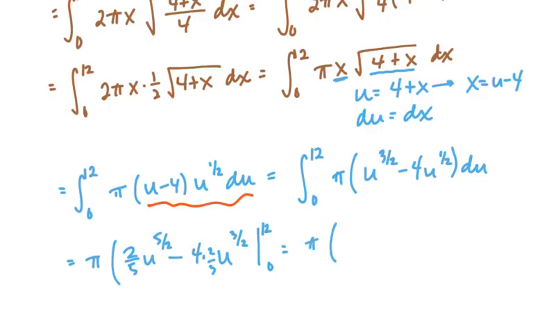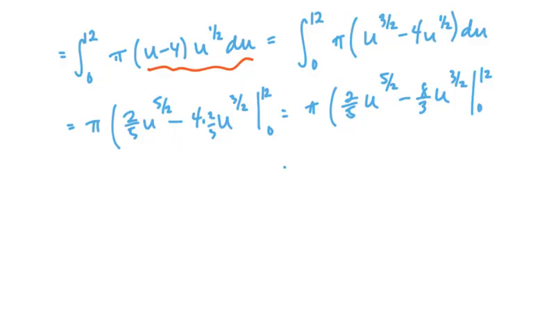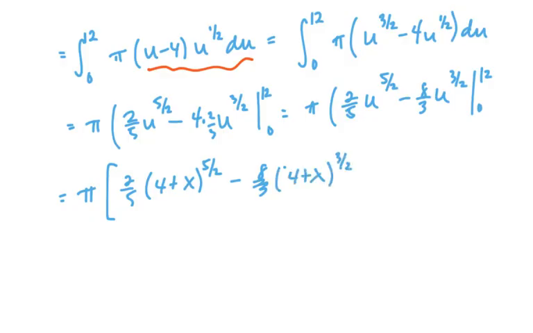So we have pi times 2/5 u to the 5/2 minus 8/3 u to the 3/2 from 0 to 12. So we need to plug u back in. Remember that u is 4 plus x. So we have pi times 2/5 times (4 plus x) to the 5/2 minus 8/3 times (4 plus x) to the 3/2 from 0 to 12. That 8/3 looks really bad.